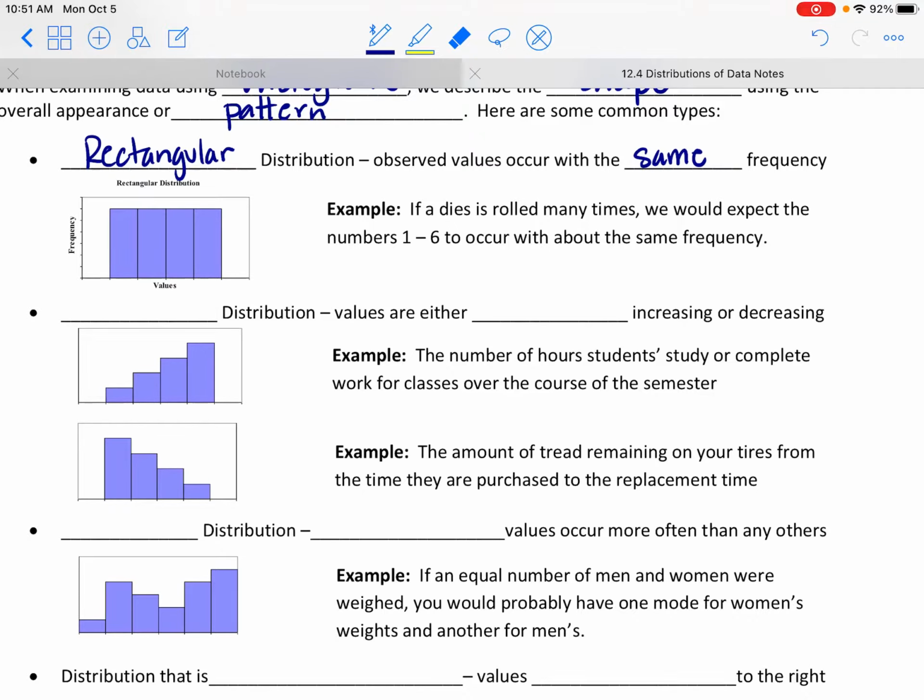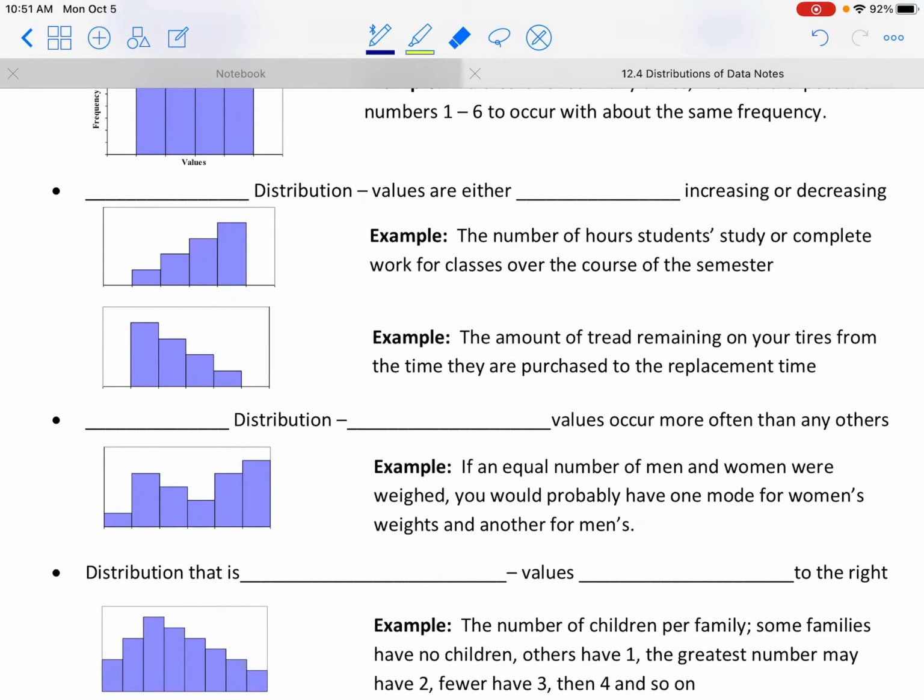Now, it might not be exactly right. Sometimes in your rectangular distribution, you'll see a little bit of variety, like maybe this one's a smidge higher, but if they're all pretty close to the same, we're going to call that rectangular or uniform distribution. Okay? Sometimes you have values that are either constantly increasing or constantly decreasing. And if they're constantly increasing or decreasing, we're going to call that J-shaped distribution.